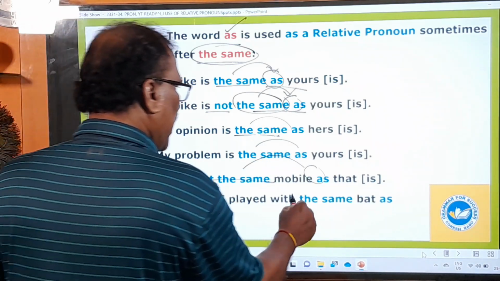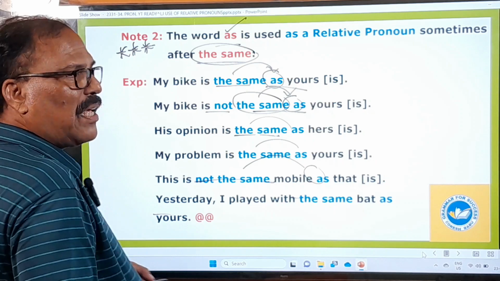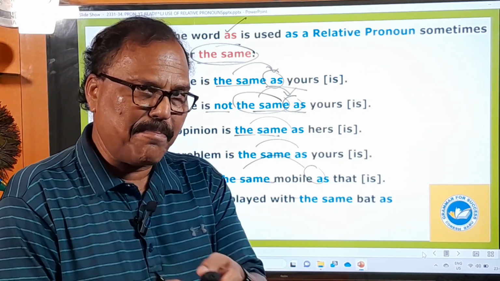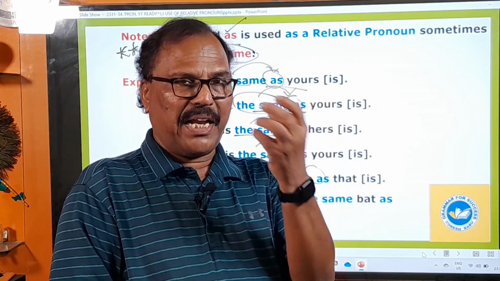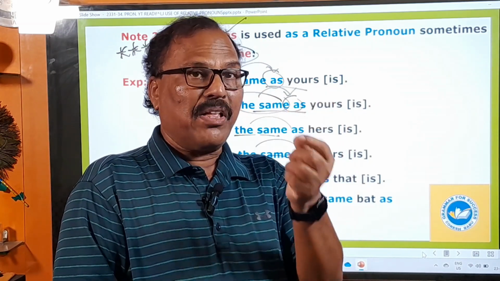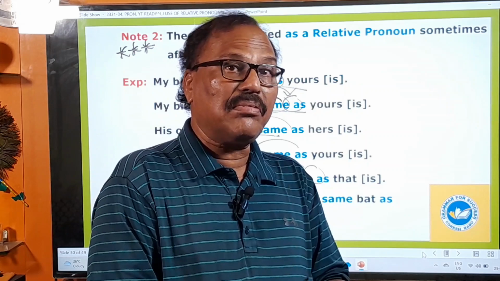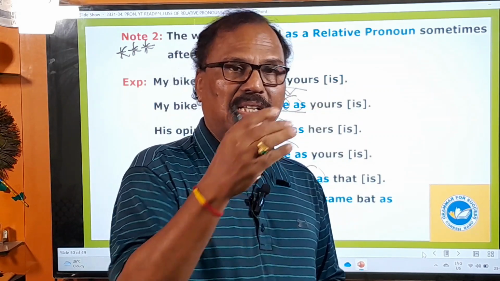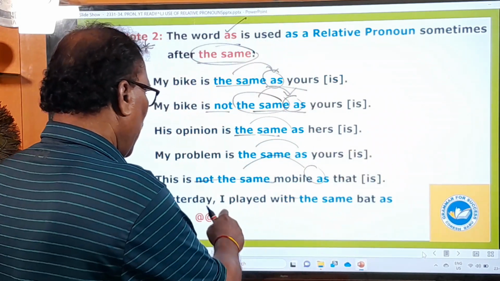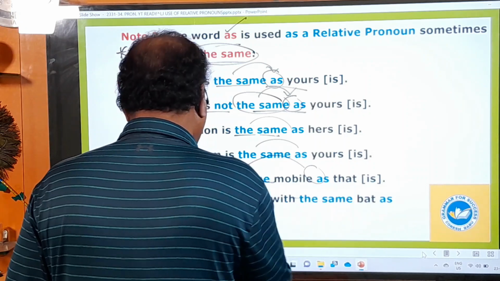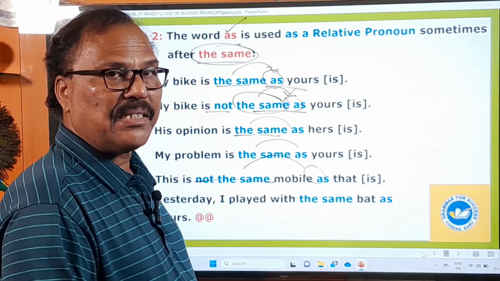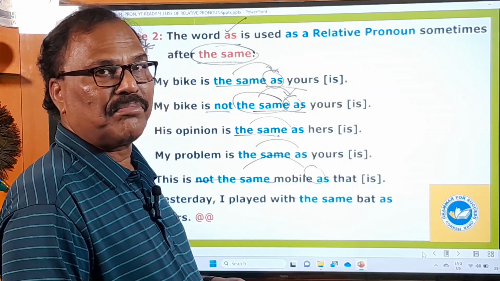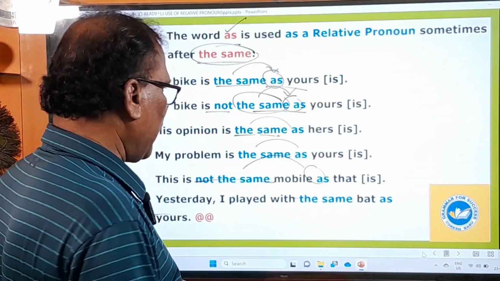Last example. Yesterday I played with the same bat as yours. I played with the same bat as yours means I played cricket with a bat that is like yours. The bat is just like your bat. Yours means your bat.